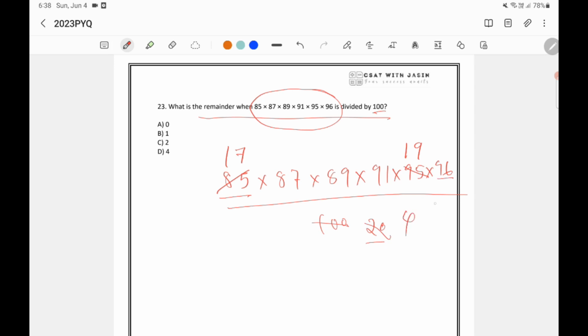Now 96, if I cancel by 2, it is going to become 48. If I cancel by 2, it is becoming 2. Again, 48 is divisible by 2. I can cancel 2 in both numerator and denominator. It will become 24 and it will become 1. So that means our denominator is becoming 1. That means all the things are getting cancelled. That means the number that is formed is exactly divisible by 100. So the remainder will be 0. Okay. So the answer is 0.